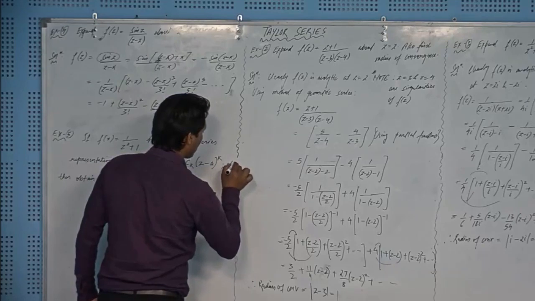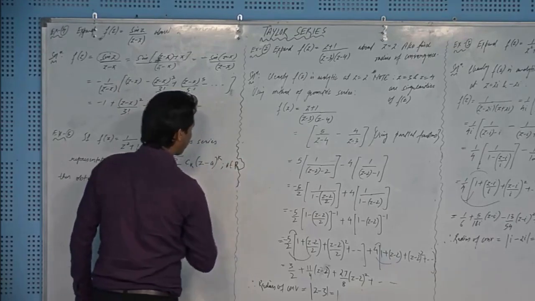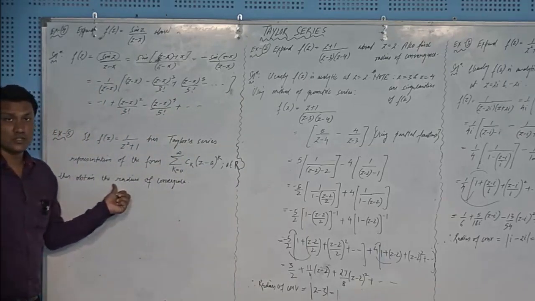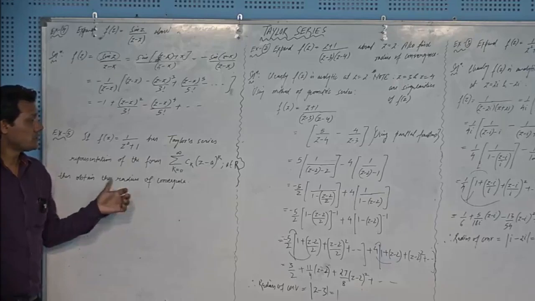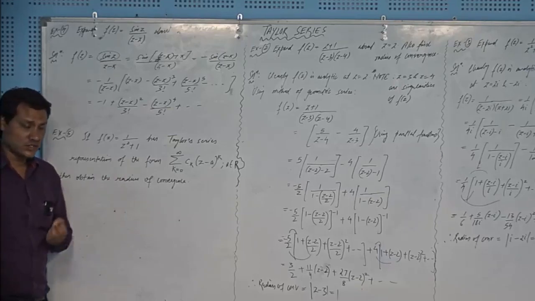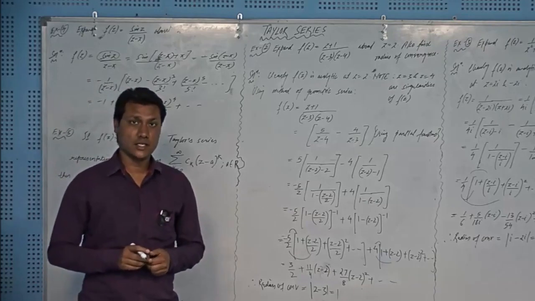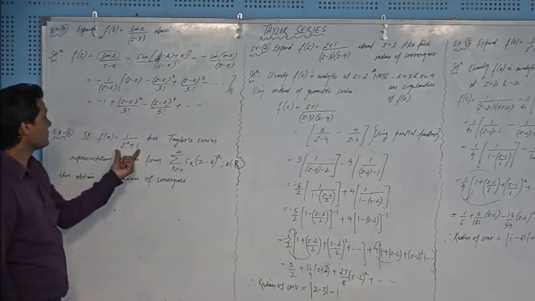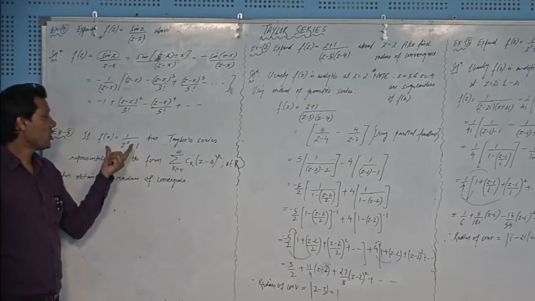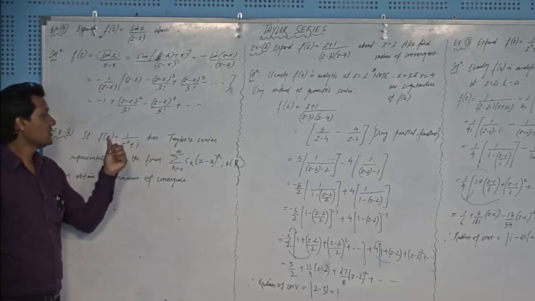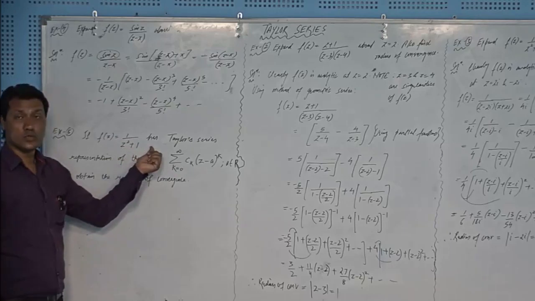A belongs to the real numbers, right? And you have to obtain the radius of convergence, using the fact that the radius of convergence is the distance between the center and the nearest singularity. And what are the singularities of this function? Singularities are generally obtained by putting the denominator equal to 0. So z squared plus 1 equals 0, right?